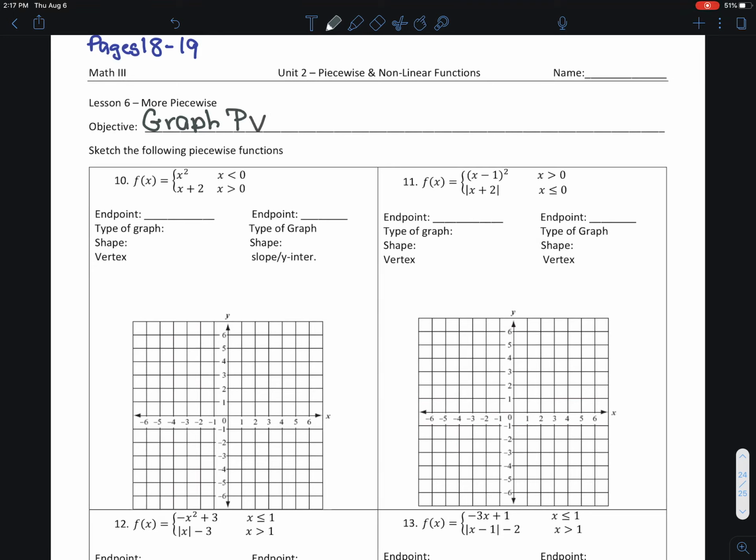Okay? So our objective today is to graph piecewise functions with non-linear pieces. So what we've done before is when we've graphed a piecewise function, they've all been linear. But now we're going to try doing linear and nonlinear functions and see what it would look like. Alrighty? So, like we said before, when we're doing a piecewise function, we have to start with the endpoints.